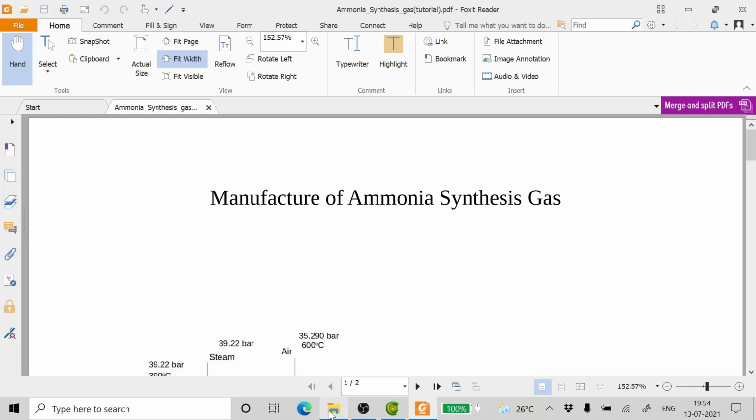In this lecture, we will learn how to manufacture ammonia synthesis gas. As you all are aware, ammonia synthesis gas is a mixture of nitrogen and hydrogen in the ratio of 1 is to 3. Now 1 is to 3 is the molar ratio, that is, for every 1 mole of nitrogen we have 3 moles of hydrogen and we get 2 moles of ammonia.